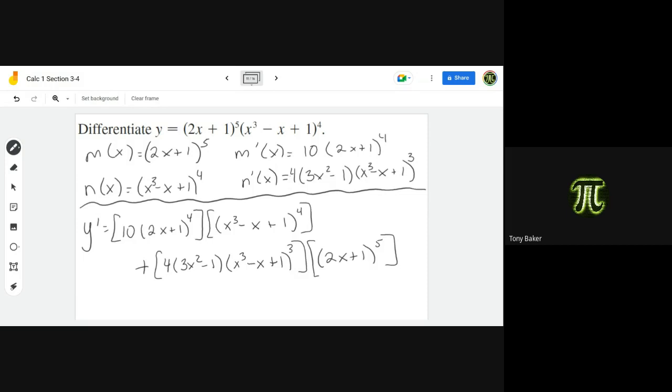Is that it? That's it. No, so honestly, the only way to simplify this would be to FOIL everything out, which would be a nightmare. So you would leave it like this. This is as simplified as it's going to get.